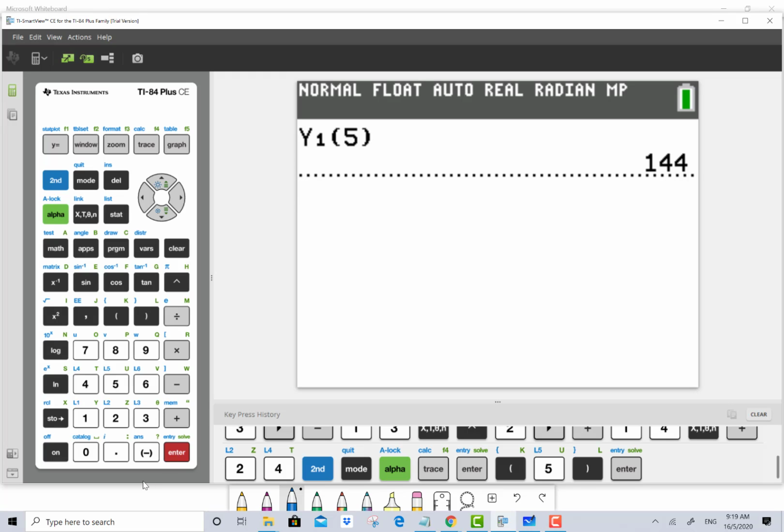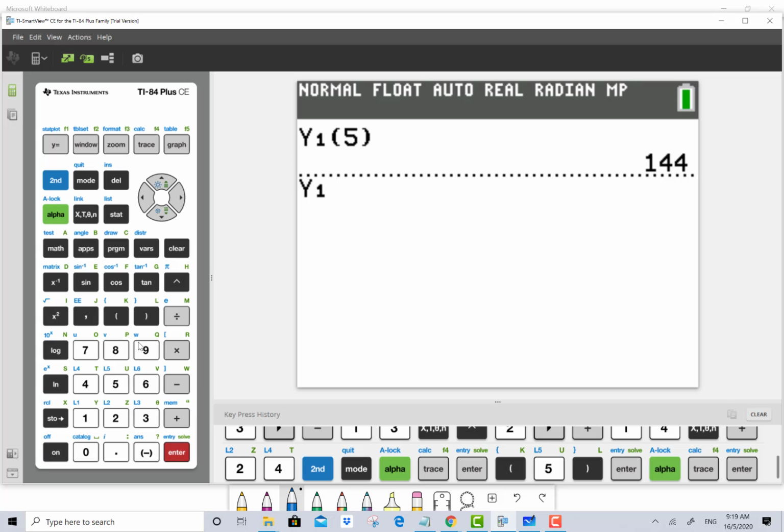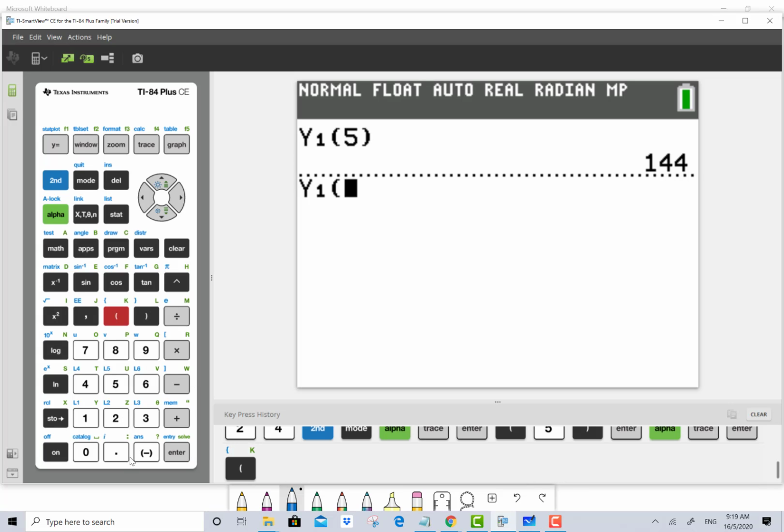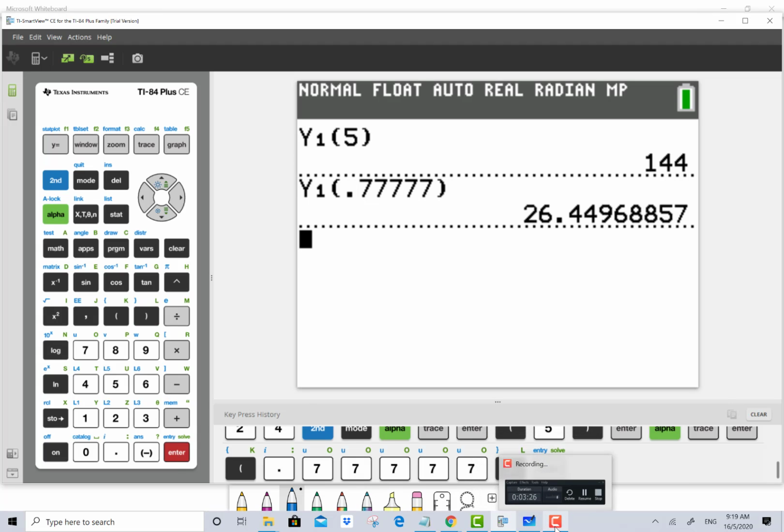Let's do another value. Say, for instance, I want to do something fractional. So I hit alpha trace, hit Y1, open parentheses. I'm going to put something fractional. So I put 0.77777, and to evaluate the function at that particular value, I hit enter, and that gives me the value of the function at that particular value.